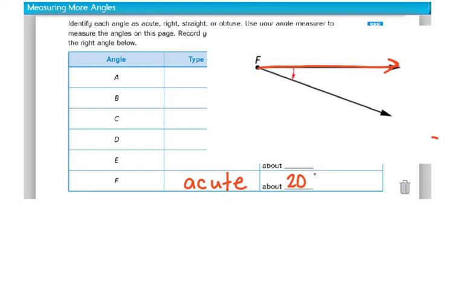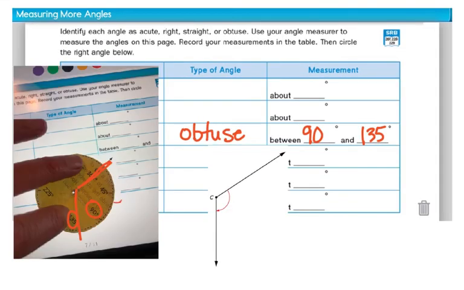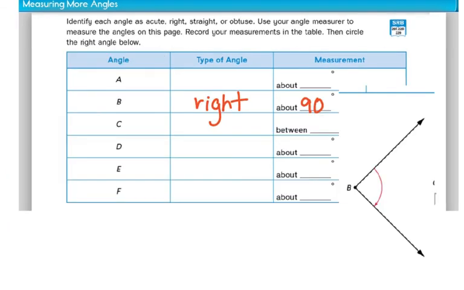So about 20 degrees. Now at the bottom, it asks us to circle the right angle. So if we look back, the one that was right is angle B. In our next math lesson, we'll learn how to use a half circle protractor, which was in your Ziploc bag, so you might want to look for that.